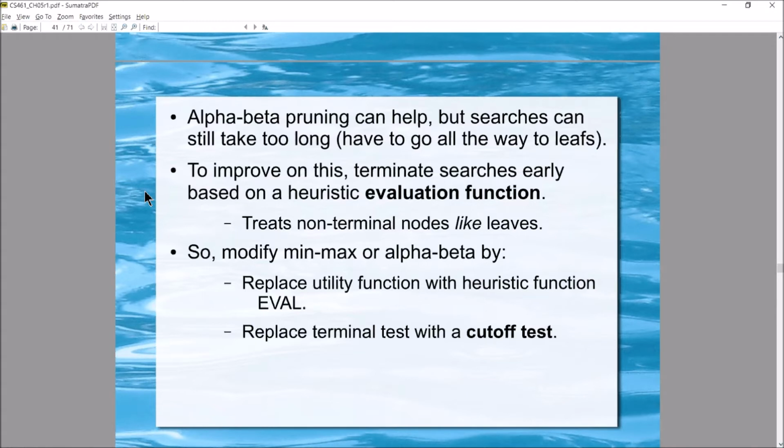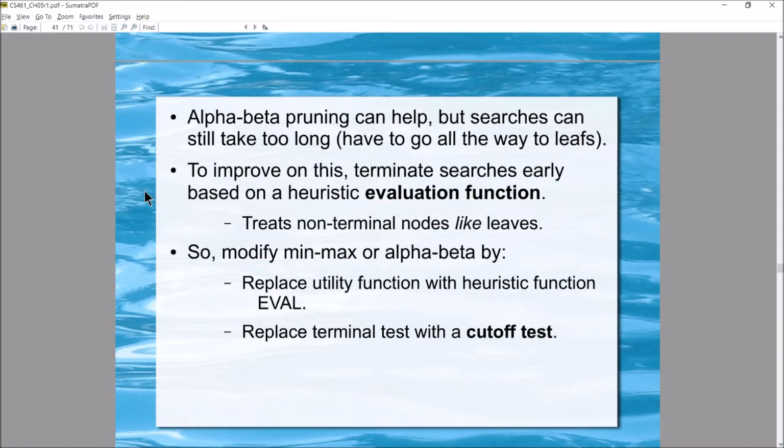So to speed things up even more, to make an improvement upon alpha beta pruning, you just terminate your search early. Essentially this becomes kind of like a depth limited search. So terminate your searches early and use an evaluation function that's a heuristic evaluation function. Remember, heuristic means take your best guess.